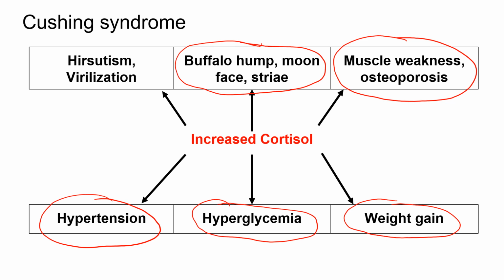And then lastly, particularly when we're talking about women who develop Cushing syndrome, we can see signs of hirsutism and virilization.